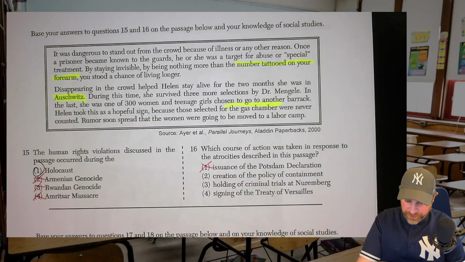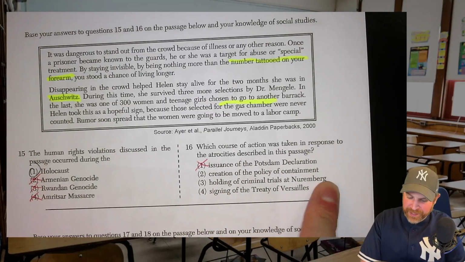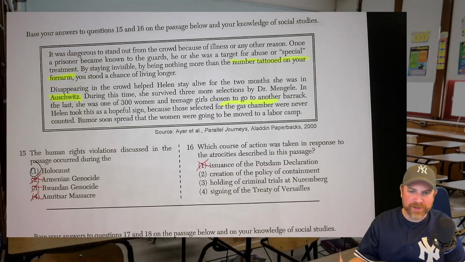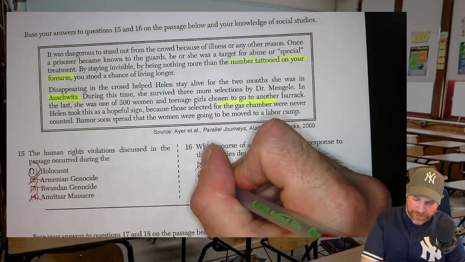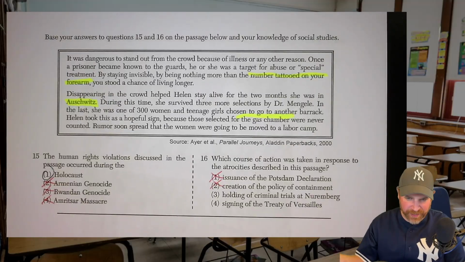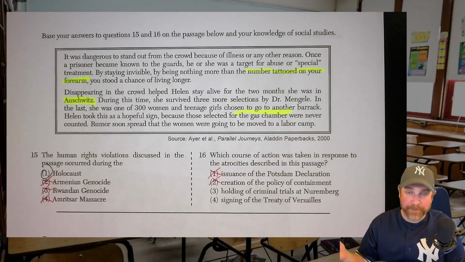Nothing to do with the source. Creation of the policy of containment? No, that's when the US was trying to prevent the spread of communism. That doesn't happen in reaction to the Holocaust. That makes no sense. So we're down to 3 and 4, right? Always use process of elimination.